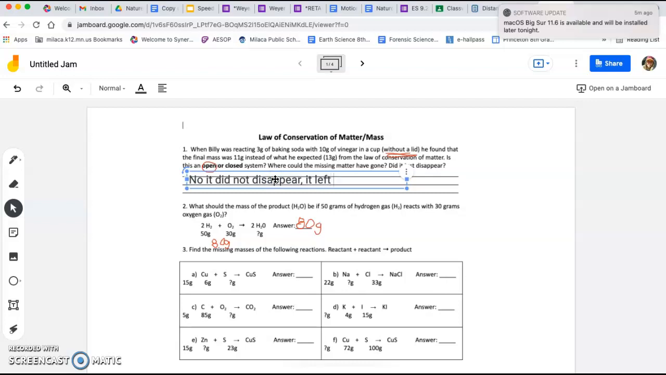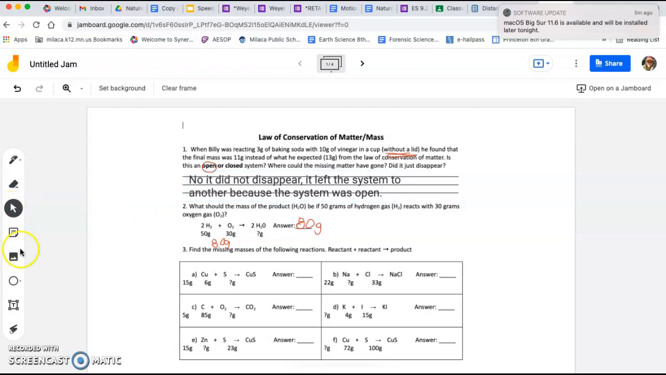It left the system to another because the system was open. Okay, so it could have gone somewhere else in the form of, we know that baking soda and vinegar create bubbles and fizzing, so it could have gone in the form of a gas, right? Because that's what bubbles are, they're gas.